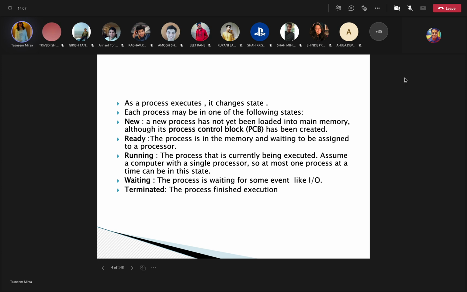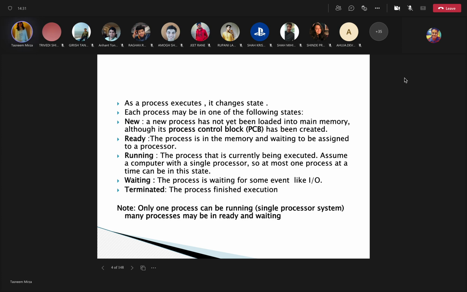And the last one is terminated. When the process finishes execution, we say it is in the terminated state. So now, remember this, there are 5 states: new, ready, running, waiting and terminated. Right? So again the last statement says that only one process can be in a running state, but many processes can be in the ready and waiting states.